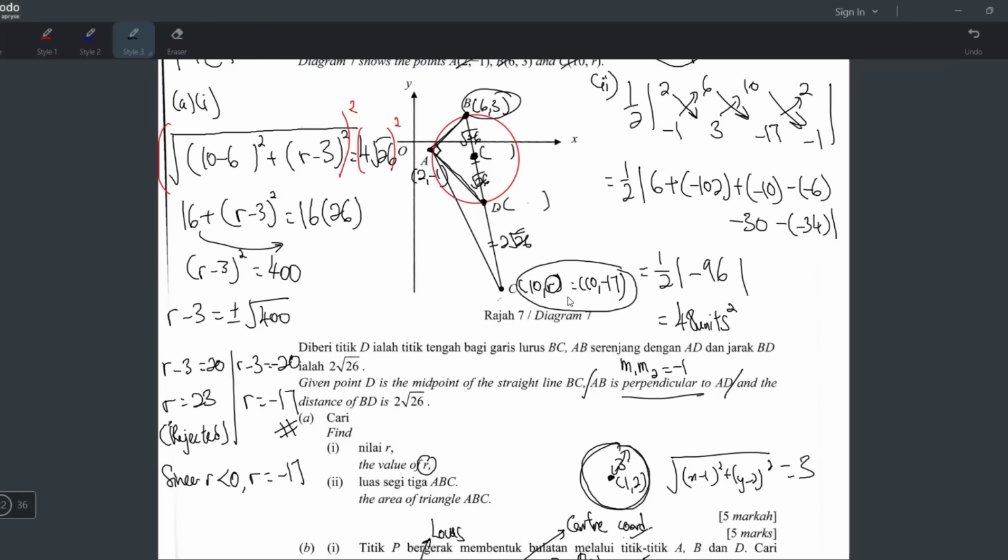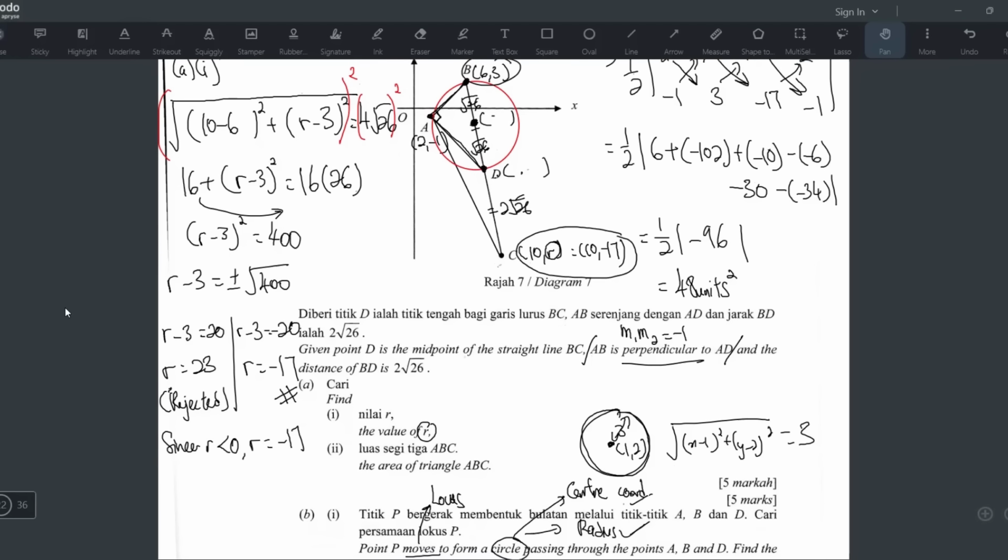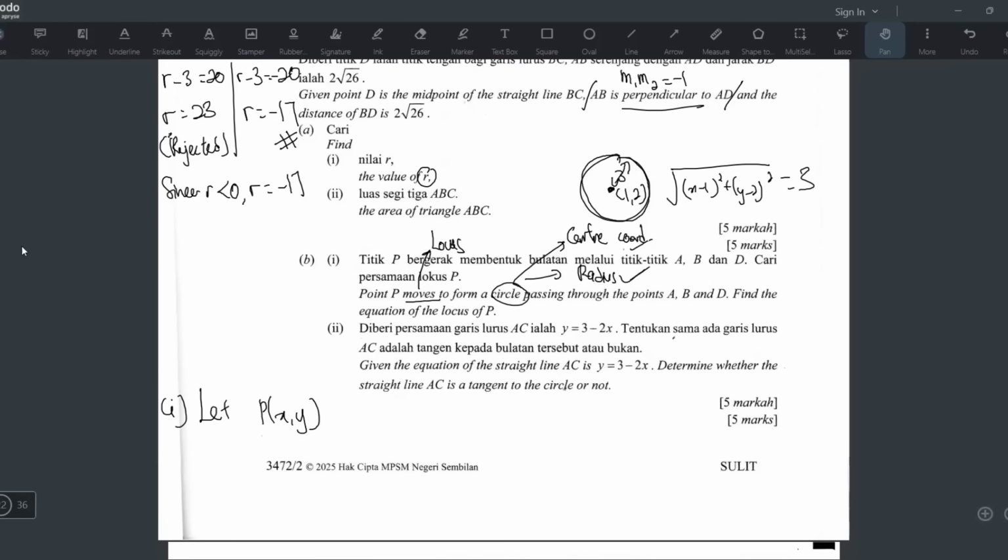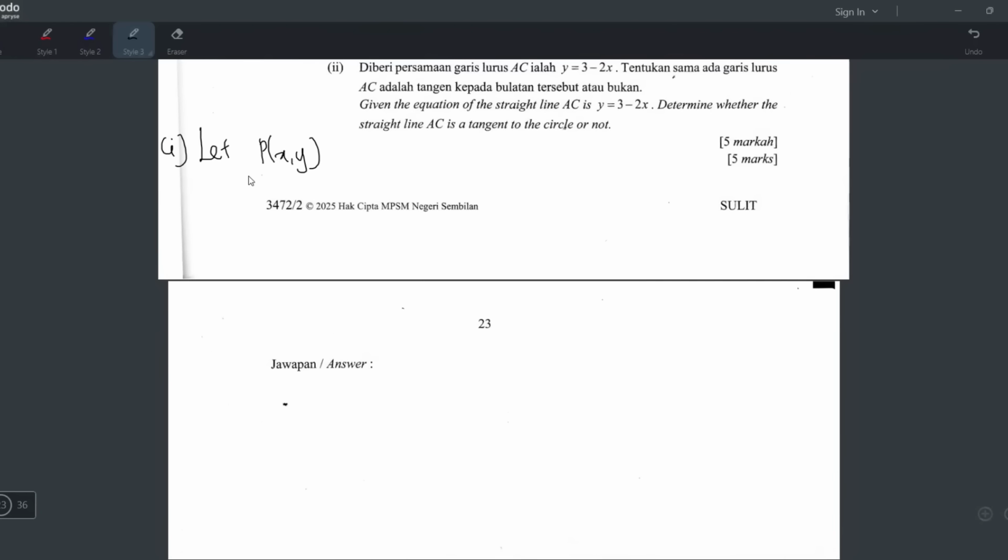Okay, so I think I'll do it like that. I will use midpoint of BC, sorry, not BD, to find point D, and then use the midpoint formula again to find the center coordinate. So use the midpoint formula 2 times. Alright, the let P(x, y), that one later, not needed now. So let's find the point D first.